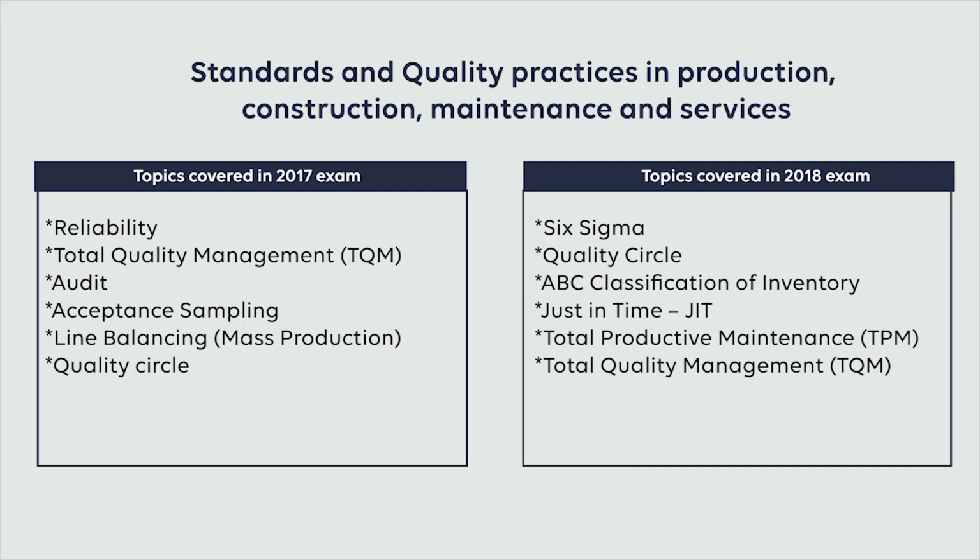Let us now look at the next topic, standards and quality practices. If you look at the questions that have appeared in this section in 2017 and 18 exam, topics in 17 had questions coming from subtopics like reliability, total quality management, audit, quality circle and so on. The topics from where questions have come in 2018 cover the following: Six Sigma, quality circle, just-in-time concept, TPM, TQM and so on.